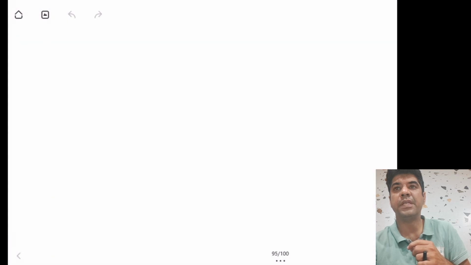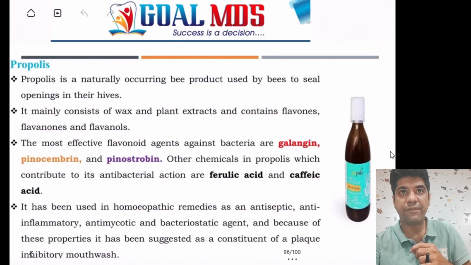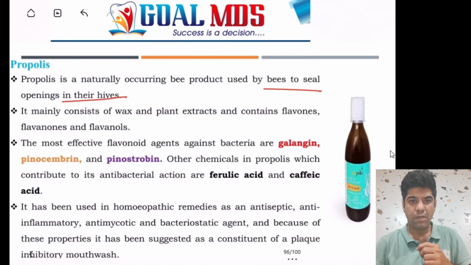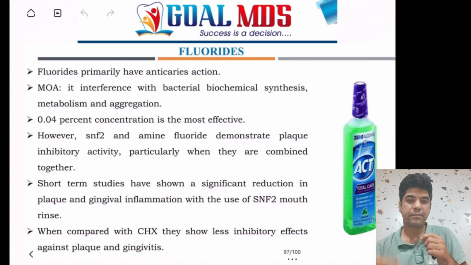So these are the natural products. These are examples of first generation agents that involve the phenol, propolis. Propolis is a naturally occurring bee product used by bees to seal openings in their hives. So it contains compounds with antibacterial properties that inhibit the plaque control.